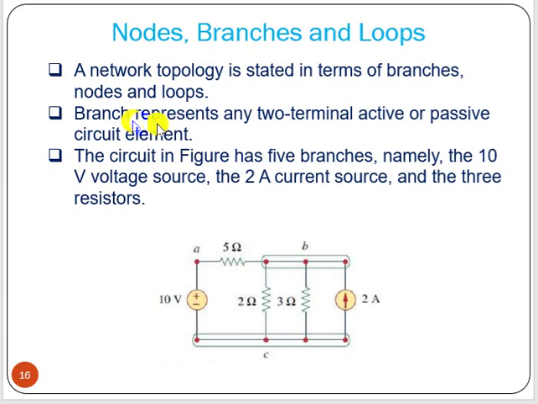Now branch represents any two terminal active or passive circuit element. Now this voltage source and current source are active elements, each has two terminals. Terminal means this is one terminal, this is another terminal, to which we can connect other circuit element. So the circuit in figure has 5 branches. So this is one active element, second active element, 3 passive elements, so total 5 branches. Branch means the circuit element, two terminal active or passive circuit element. How branches are connected?